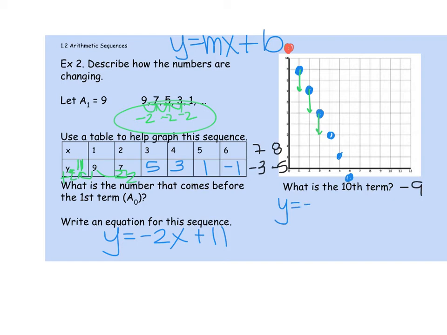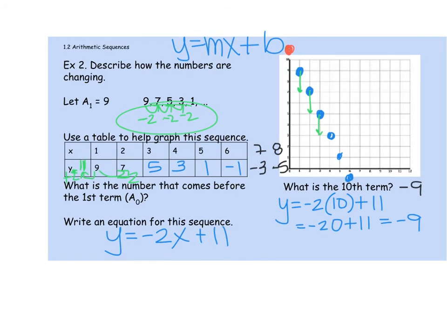Or I could do negative 2 in parentheses 10 plus 11. Plug in that 10th term for x. Negative 2 times 10 is negative 20. And negative 20 plus 11, oh yeah, that's negative 9. Perfect. We just match that up, right? So again, if you're looking for like the 100th term, it's obviously going to be a lot easier to use that equation. Just plug it in.